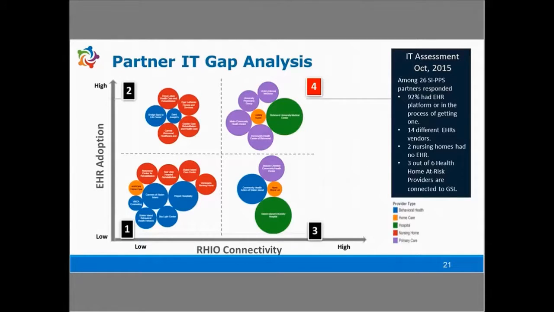The bubbles here each represent an individual partner in our PPS, with the size of the bubble directly relating to the number of projects that they're in. So visualization like this helped us understand that our primary care partners and our hospital partners, which are shown in purple and green respectively, are doing pretty well, definitely in terms of RIO connectivity and in EHR adoption, but there is a large group of the smaller partners that we need to really focus and spend our time on.